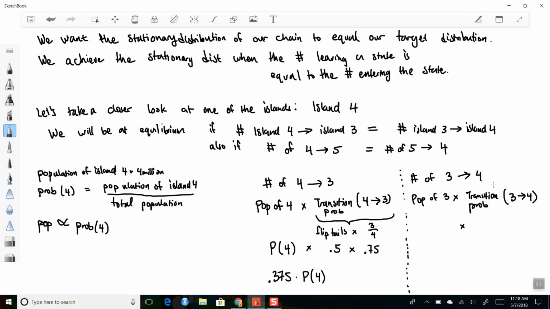And if we flip heads and we propose island 4, we are for sure going to go, right? So this will be the probability of flipping heads, and then we go for sure, so 1. So this is going to just be 0.5. And so this will be the probability of being on island 3 times 0.5, so we have 0.5 times P of 3, okay?